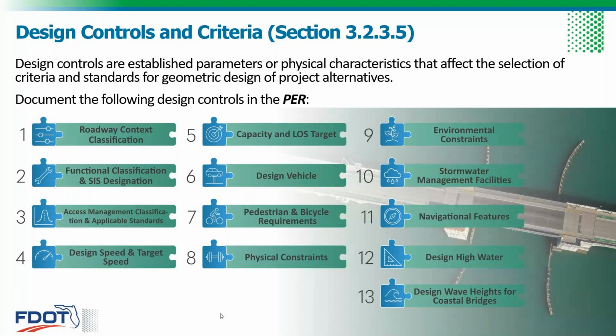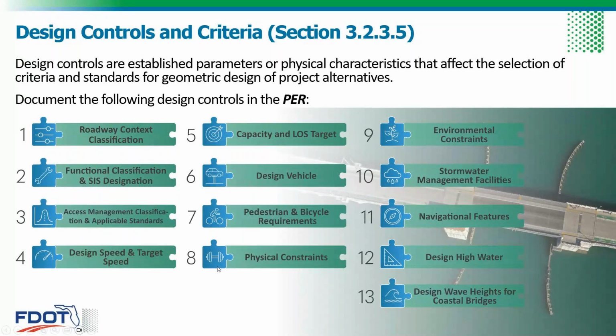Design control items 7 through 13 may not apply to all projects, but these are elements that could control the selection of the design criteria moving forward. If any of these design controls is not applicable to your project, just include a statement to that fact in your PER. So I'm going to go through some of those design controls that may not apply to all projects, but could determine the design criteria to be used in the alternatives development.